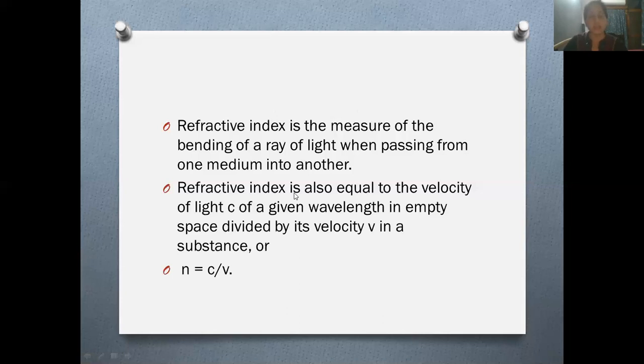So refractive index is also equal to the velocity of light, that is c, of a given wavelength in empty space divided by its velocity v in a substance. Means refractive index, that is n, is equal to c upon v. c is the speed of light in vacuum and v is the speed of light in a medium. So n is equal to c upon v. In this way also we can calculate the refractive index.